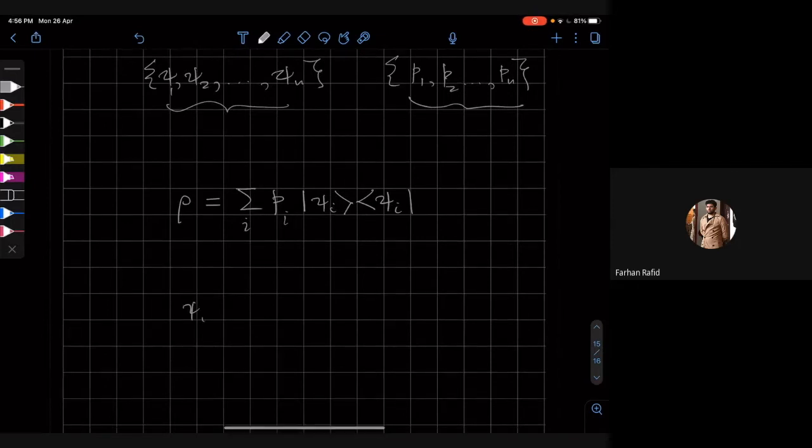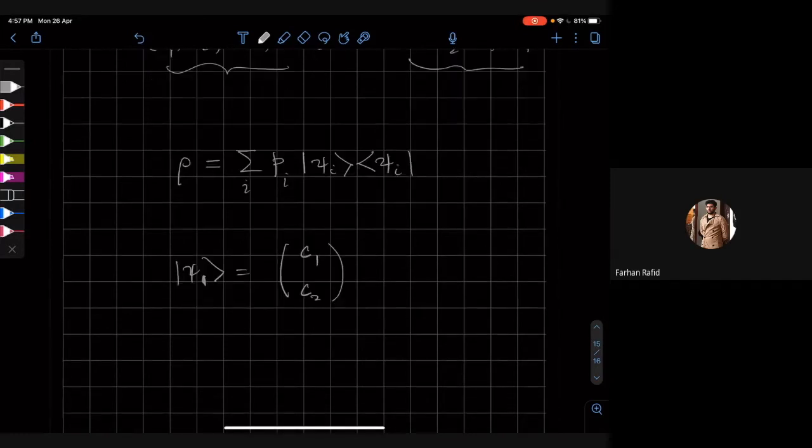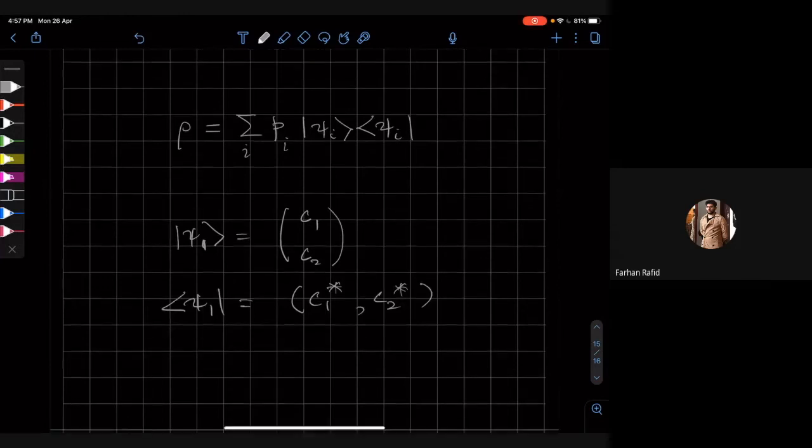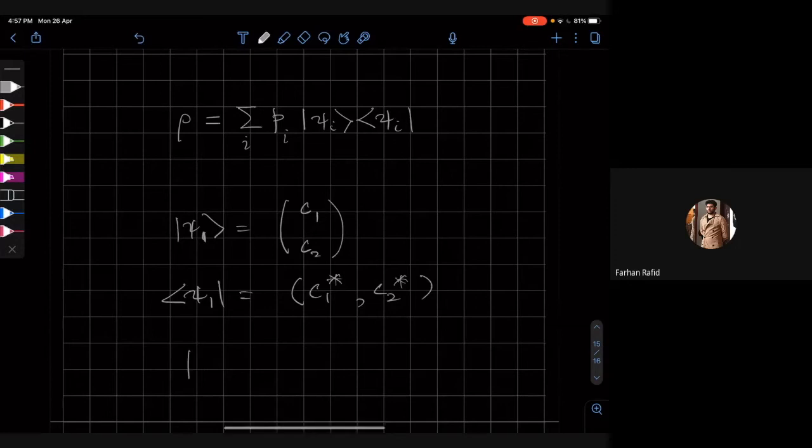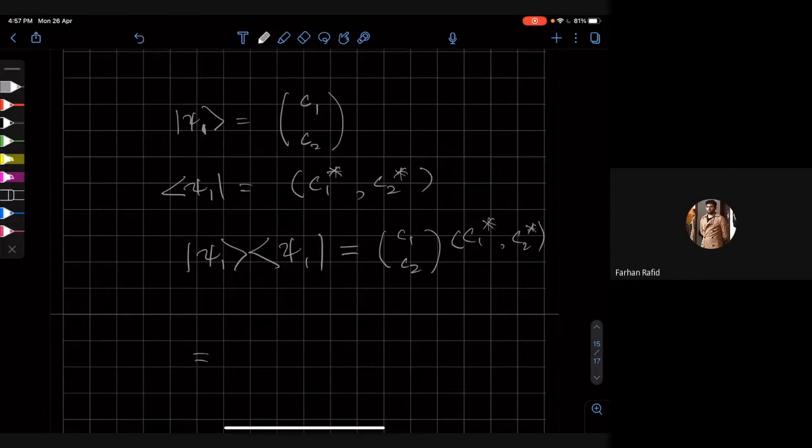If I take my ket to be some two-dimensional vector C1, C2, then the bra is C1 star, C2 star. If I consider not the bracket but the ket-bra, which is this thing times this thing, I am taking an outer product. That is C1, C2 times C1 star, C2 star. This is not the usual matrix multiplication; this is the outer product. What do I get? I get C1 C1 star, C1 C2 star, C2 C1 star, C2 C2 star. So I get a 2x2 matrix.